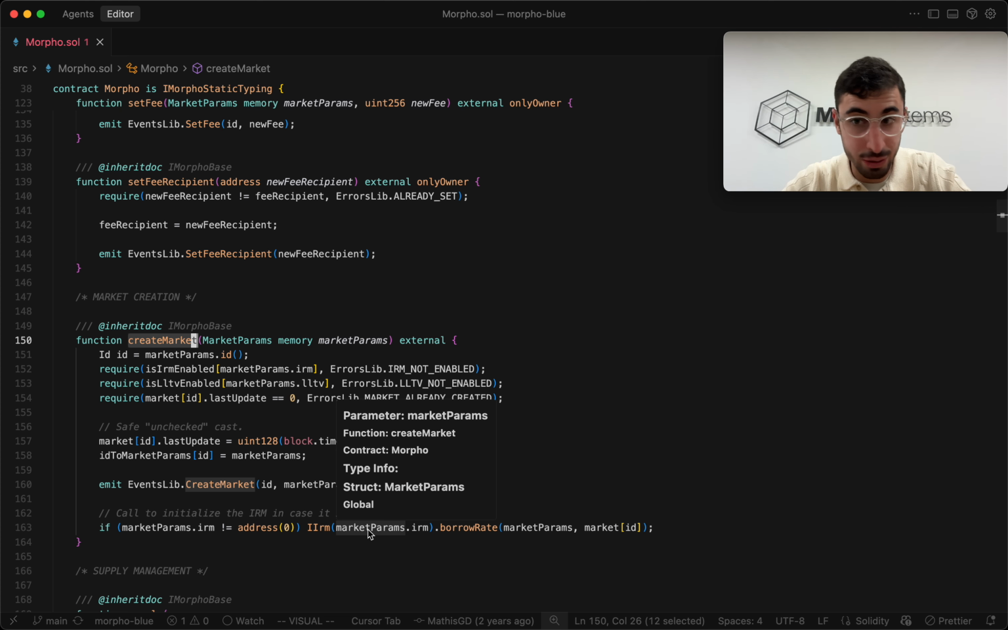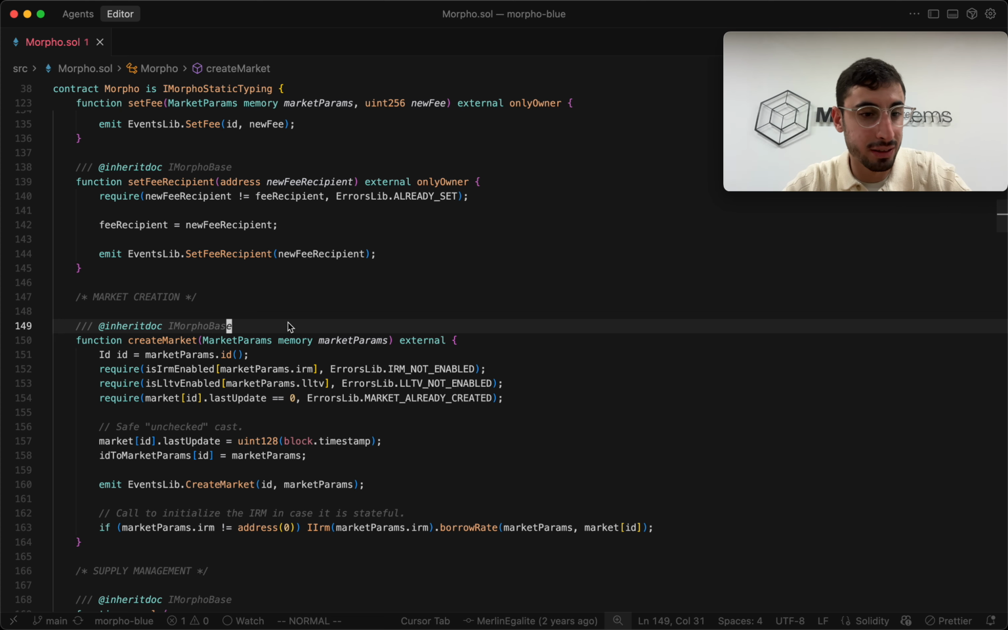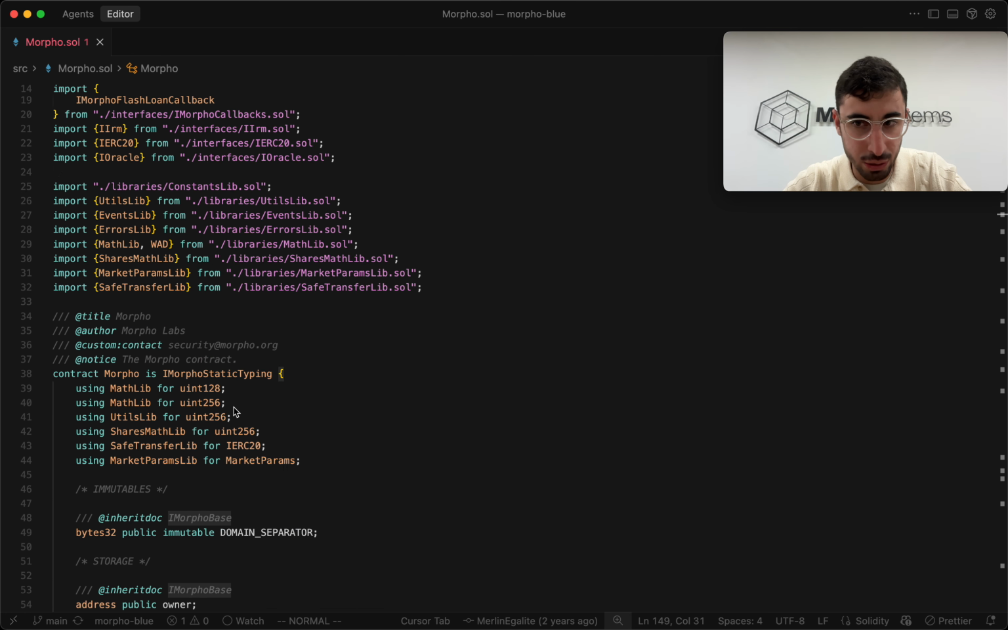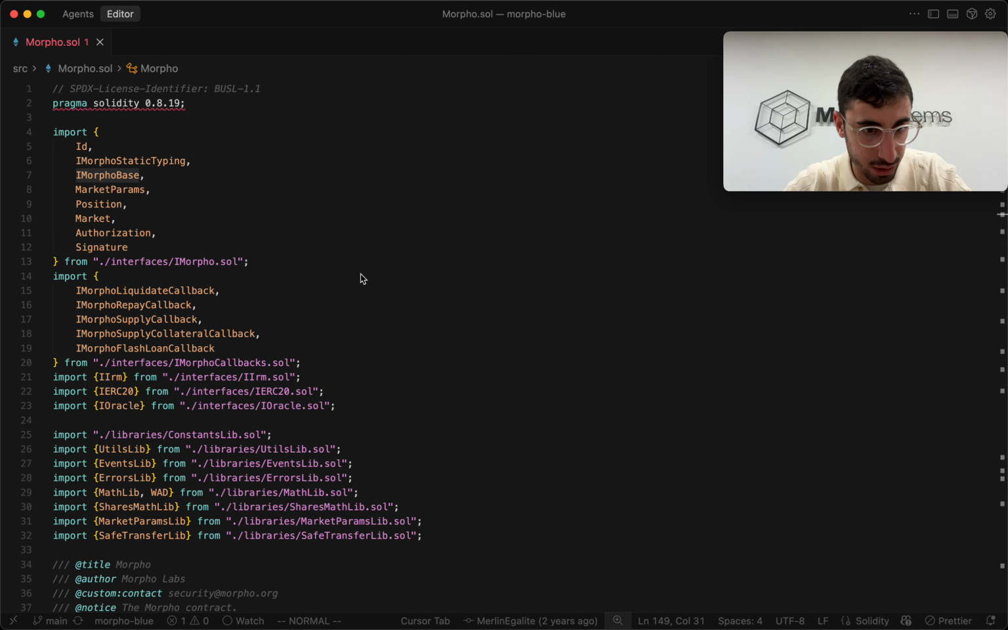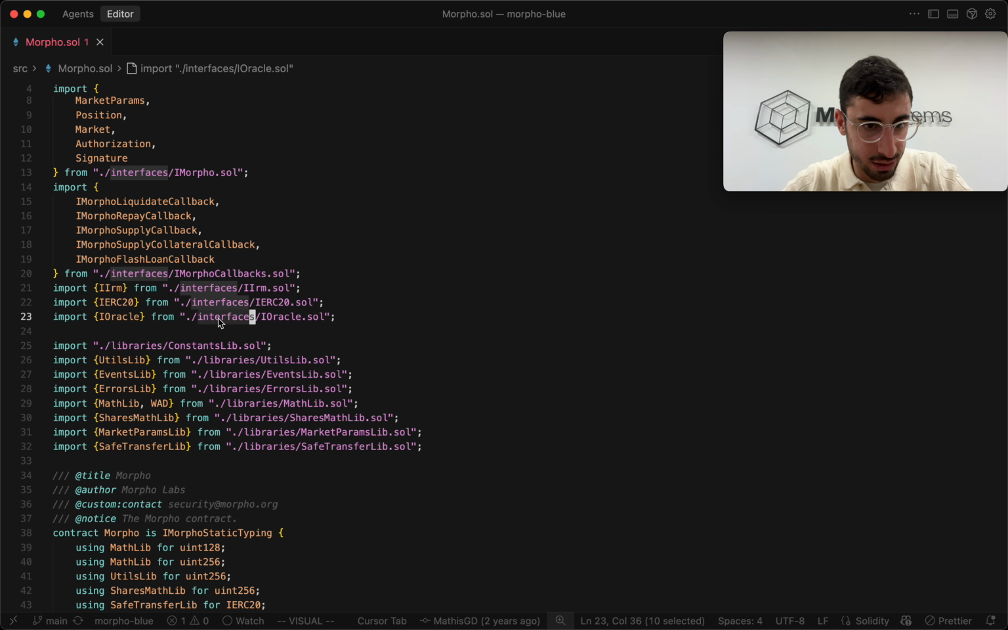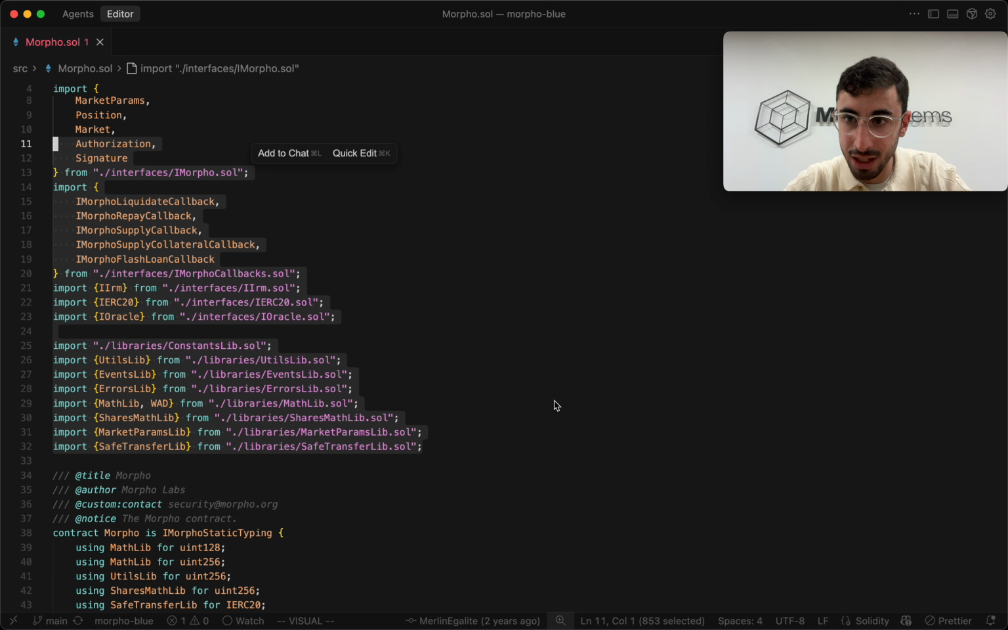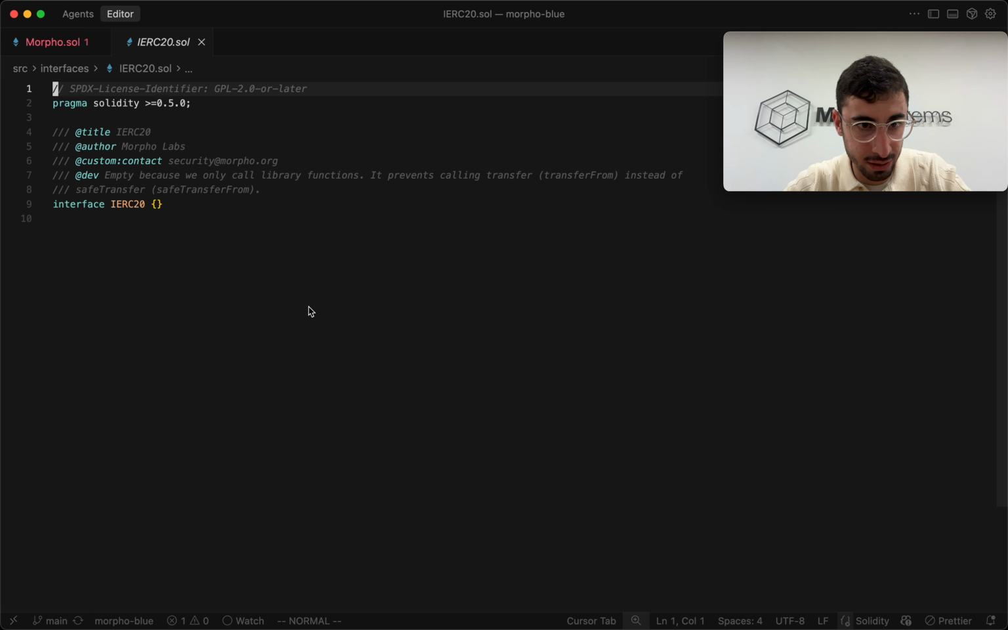Okay. So anyone can call create market, and create market takes a couple of parameters, which are defined in market params. It's also very cool how they set up the structure of the contracts with the interfaces, with the libraries, and so on and so forth. There are also no external imports here. So for example, IERC20, it's actually interesting, it's empty. It's empty because we only call library functions, which I'm calling instead of safe transfer, I see.